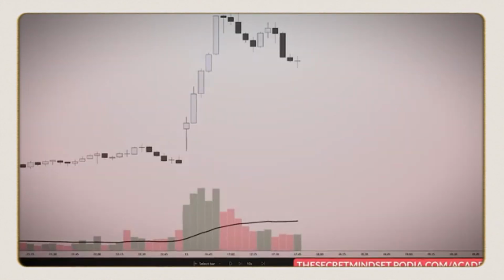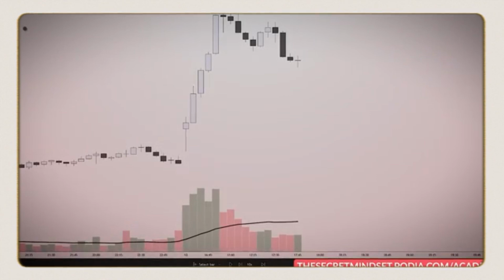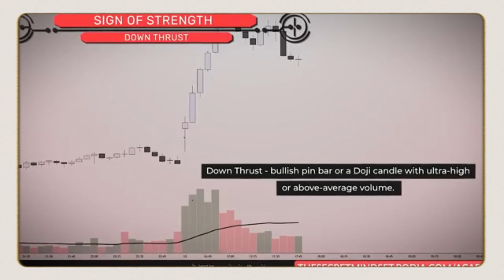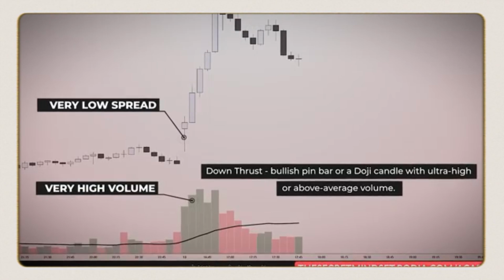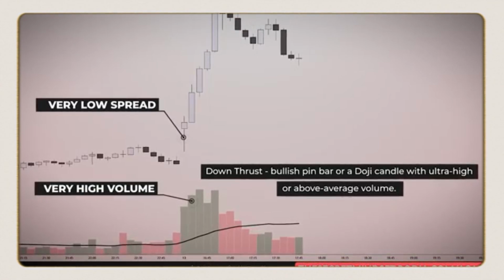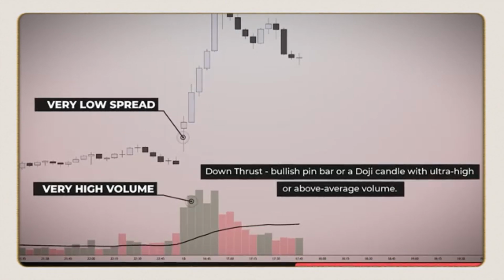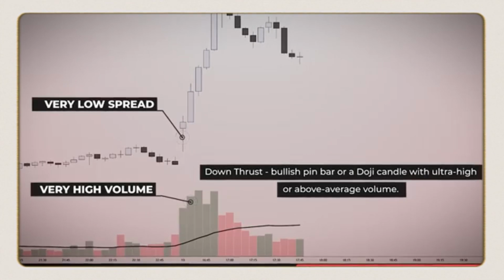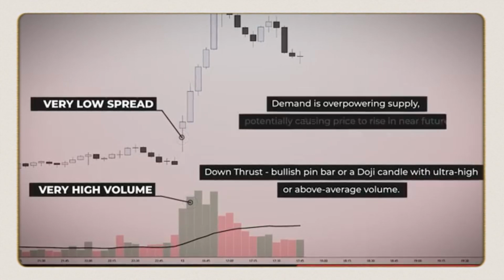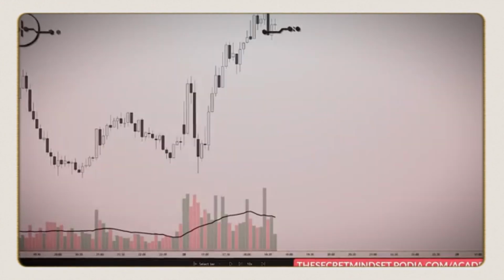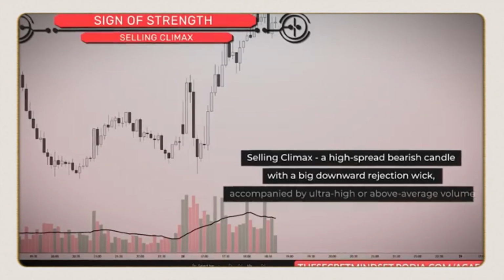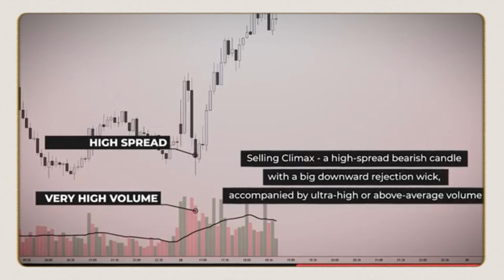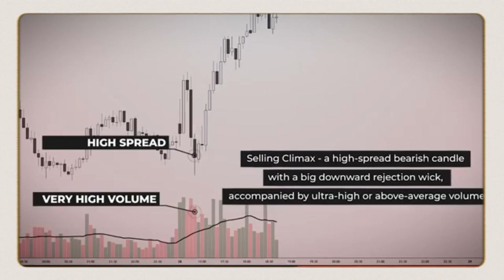Top 5 sign of strength patterns. 1. Down thrust. A bullish pin bar or doji candle with ultra-high or above-average volume and a super-low spread. The mismatch between spread and volume indicates that demand is overpowering supply, potentially causing prices to rise. 2. Selling climax. A high-spread bearish candle with a large downward rejection wick and ultra-high or above-average volume, signaling more demand than supply.